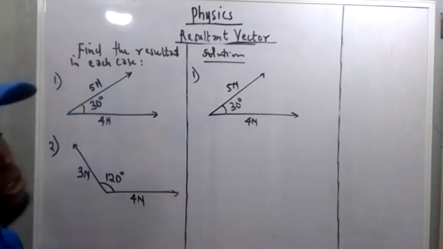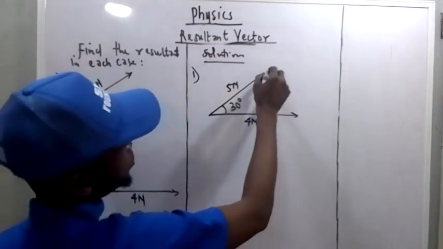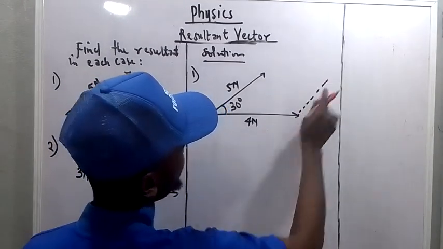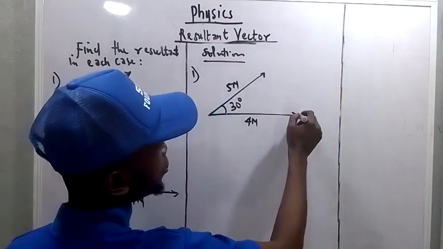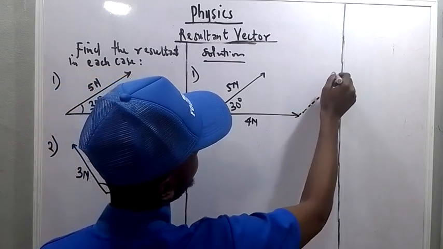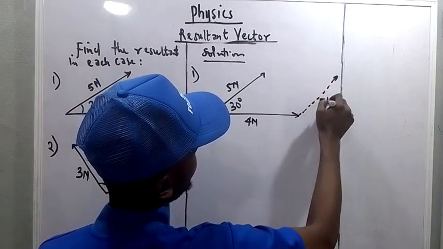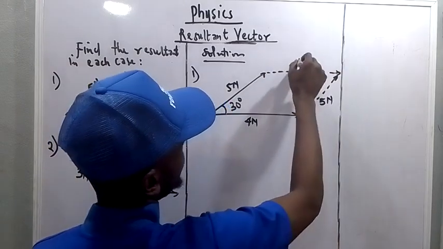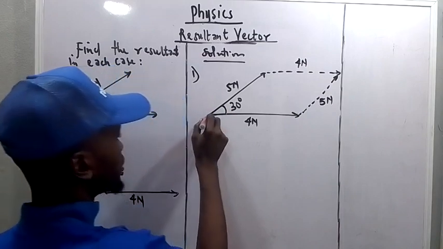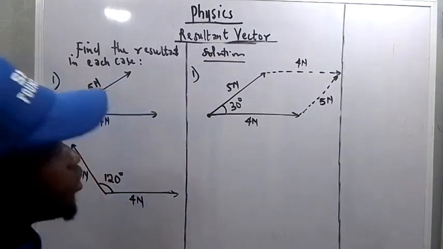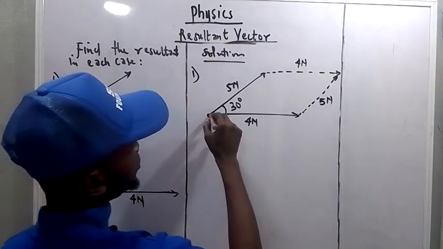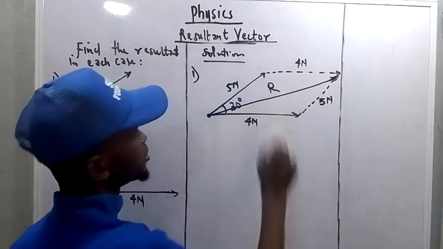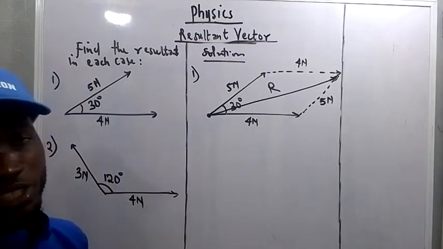So according to the parallelogram law of vector addition, we need to complete the parallelogram. Let's draw a line that is parallel to 5 Newton here. Here will also be 5 Newton, and another one parallel to the 4 Newton. Here will also be 4 Newton. Now this is the point of action. Then we draw a diagonal from the point of action. This diagonal represents the resultant in both magnitude and direction.